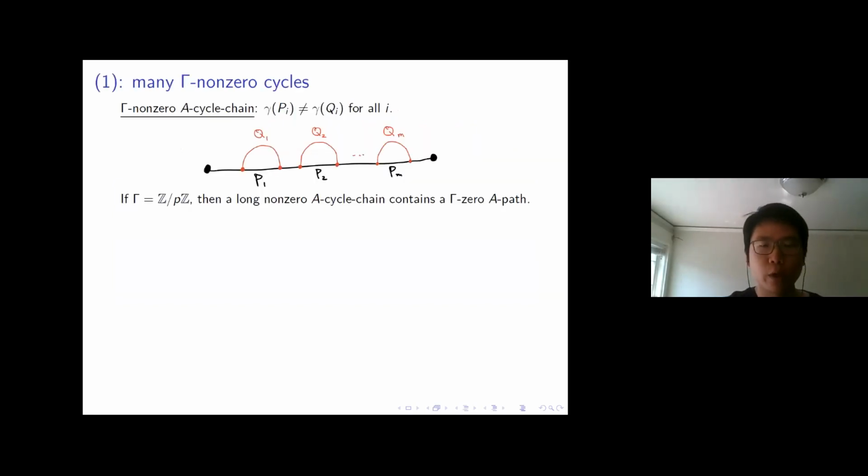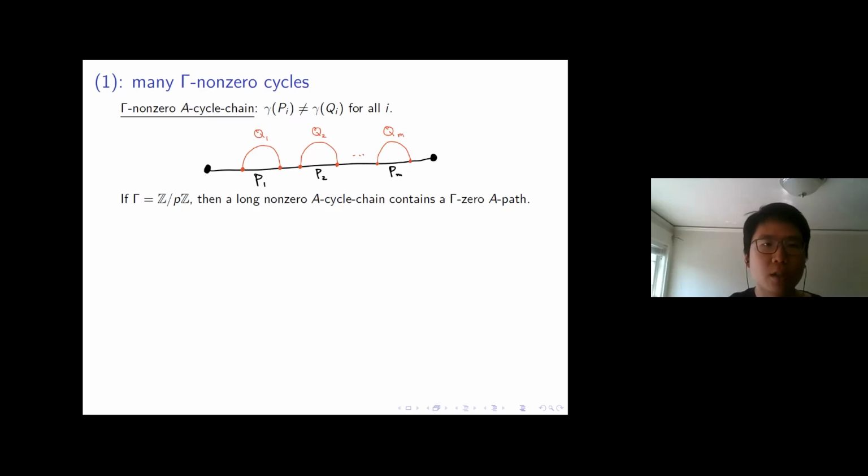So what do we do when we get a lot of non-zero cycles? Here is a simple structure that allows us to find an A path of length 0. The two black endpoints, those two vertices, are in A. So I take an A path, but with these sort of paths attached to the main path in a sequence. I call this a cycle chain because it's sort of a chain of cycles. The two endpoints, the two black vertices, are in A, and none of the internal vertices are in A.